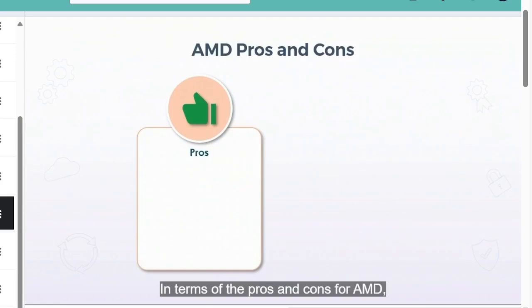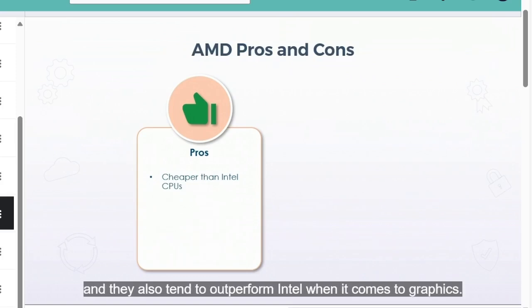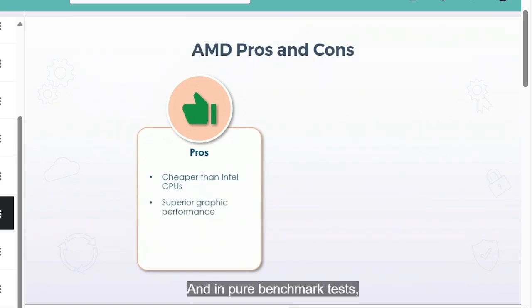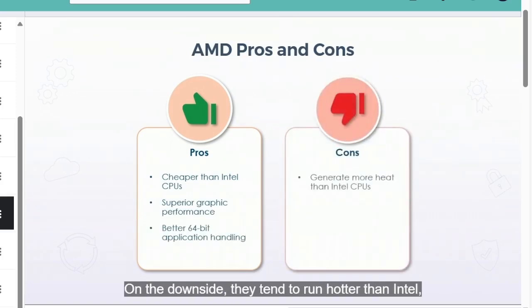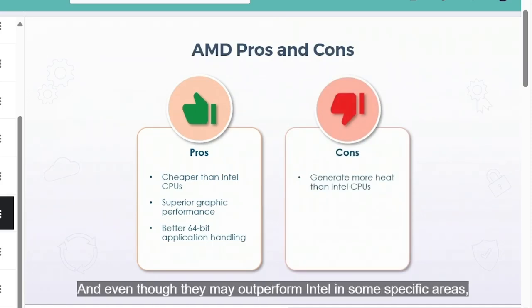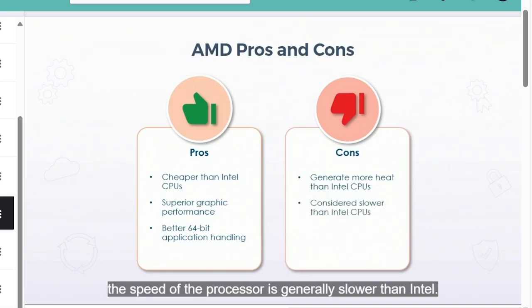In terms of the pros and cons for AMD, as mentioned on the plus side, they have historically been cheaper than Intel, and they also tend to outperform Intel when it comes to graphics. And in pure benchmark tests, they are generally better at handling 64-bit applications. On the downside, they tend to run hotter than Intel, so you need to ensure that you have adequate cooling. And even though they may outperform Intel in some specific areas, the speed of the processor is generally slower than Intel.